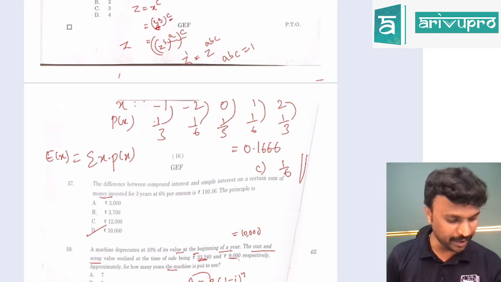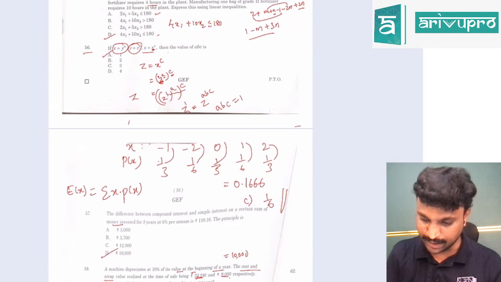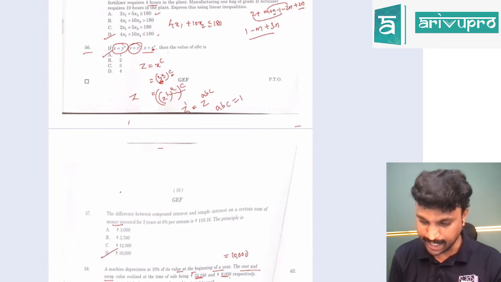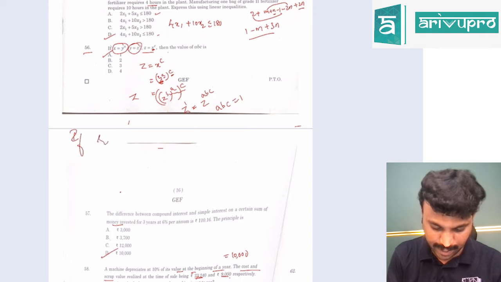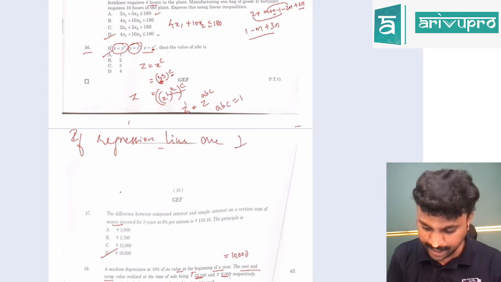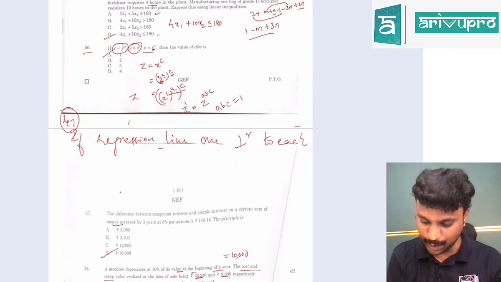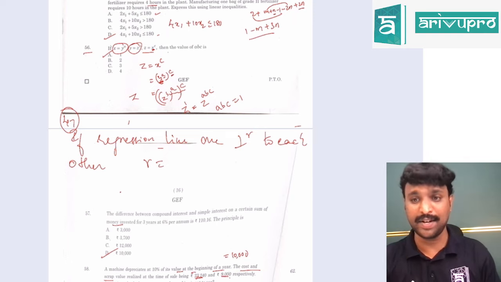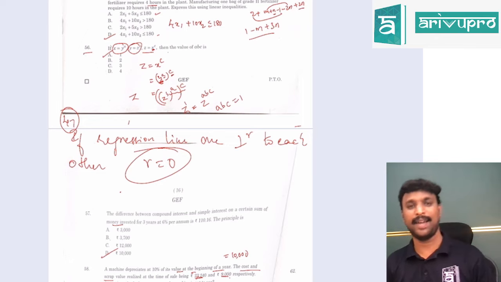And the last question that we have to discuss is 47th. So let us quickly discuss that question. With that, we are done. Guys, look at the next question. The question is, if the regression lines are perpendicular to each other, this is 47th question, what is our correlation coefficient? Guys, if the regression lines are perpendicular to each other, our value is 0. So option D is the right answer.